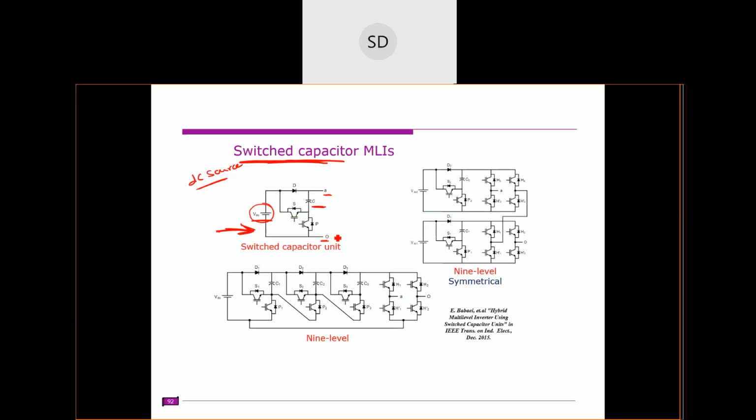Now the question is, how do we charge this capacitor to VDC? Which switches do we need to turn on to charge the capacitor to VDC?